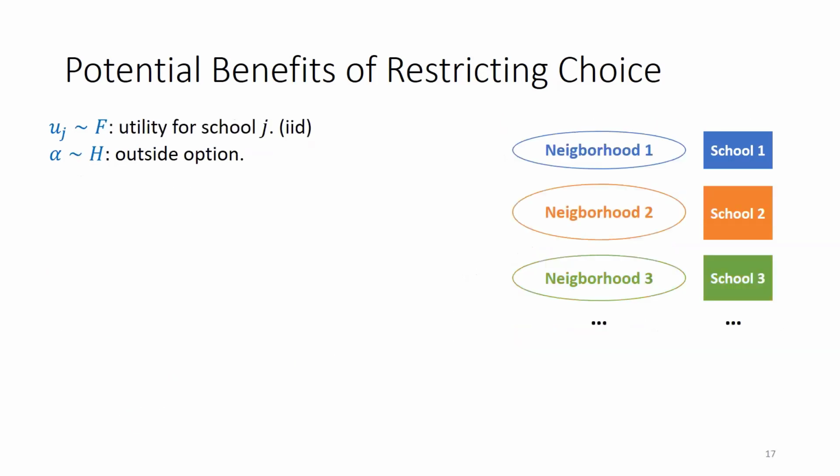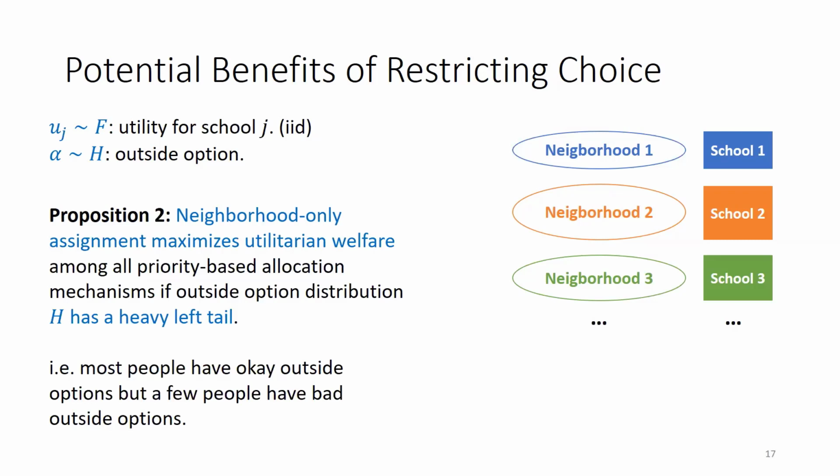Here's another example with possibly many neighborhoods of different sizes, as long as the ratio between school capacity and neighborhood size is fixed across these neighborhoods. And in this example, you don't need asymmetry across neighborhoods. So the utility of each student for any school is drawn according to the same distribution F.